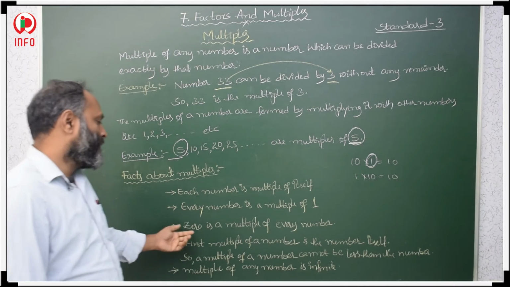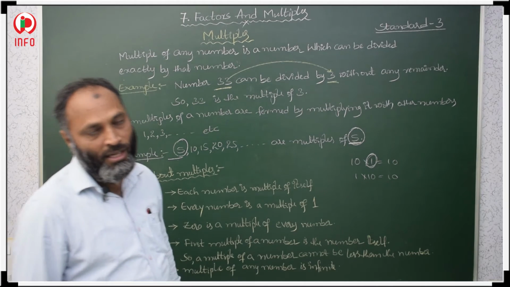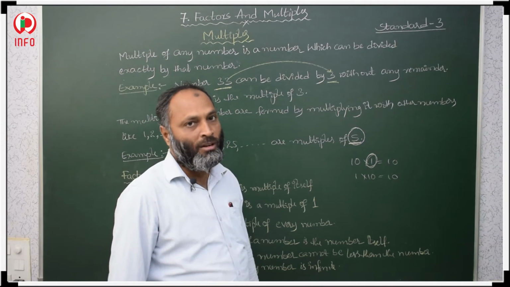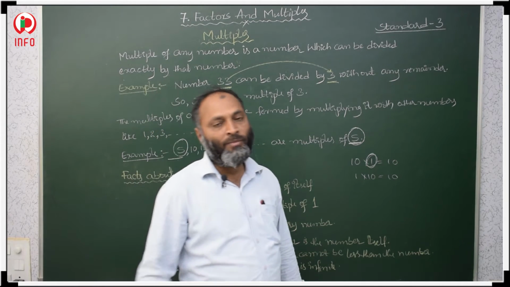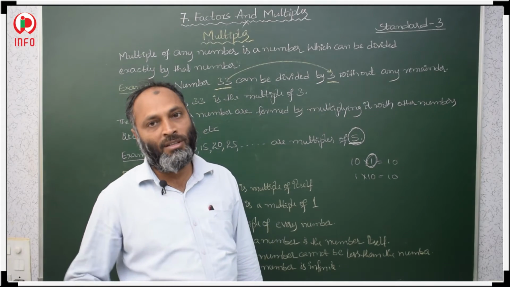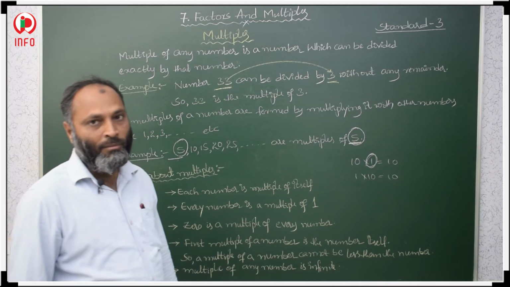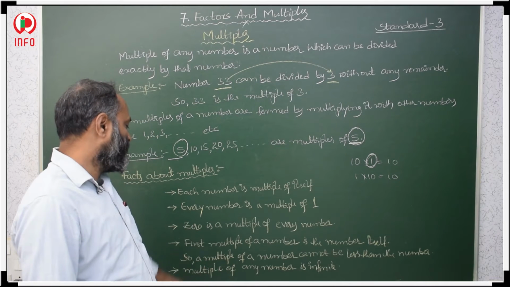In the same way, 0 is a multiple of every number. How is 0 a multiple? 2 zeros are 0. 3 zeros are 0. 4 zeros are 0. 5 zeros are 0. So 0 is a multiple of every number.